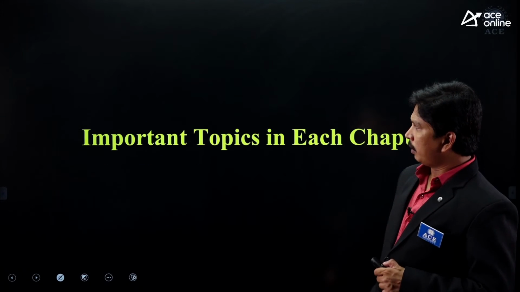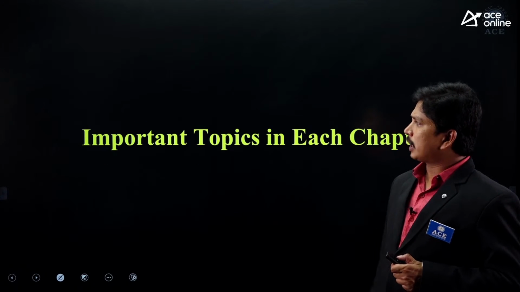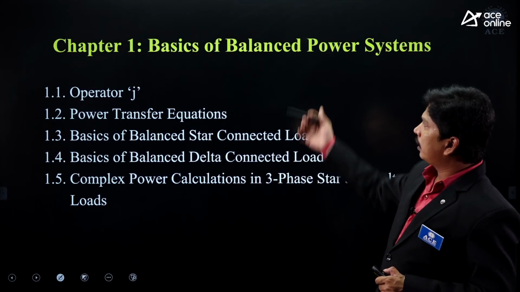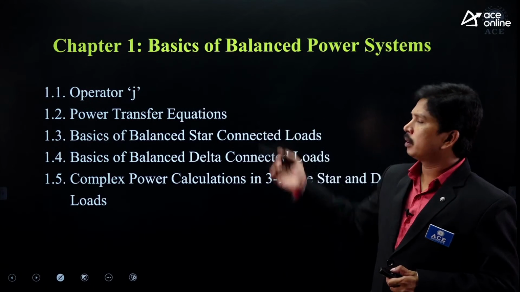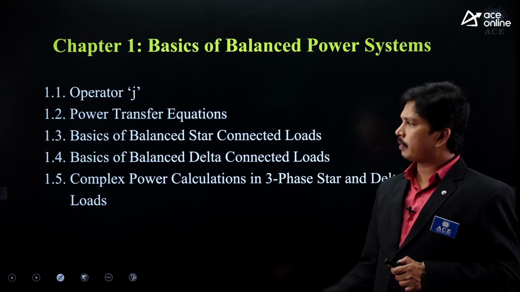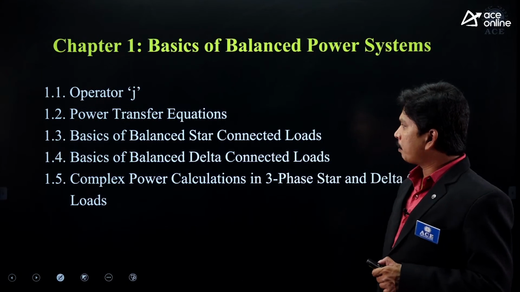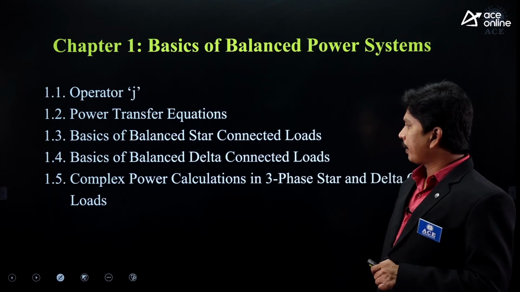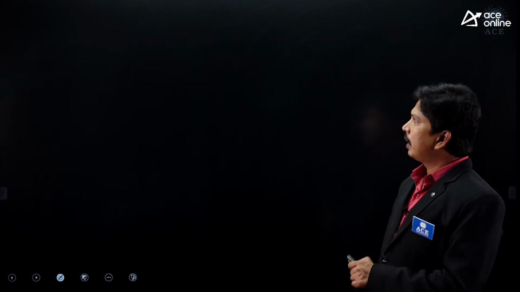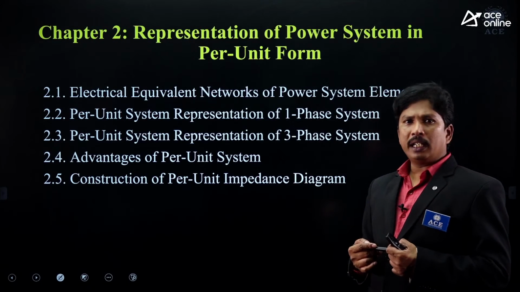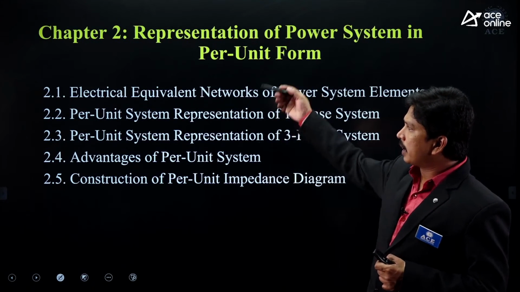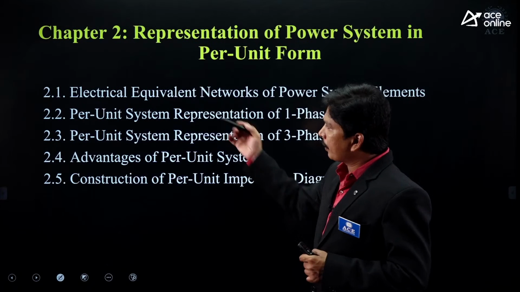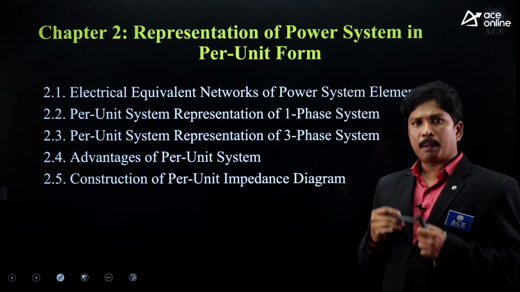Clear, students? Now, in the last class we saw the important topics of each and every chapter. These are the important topics of the basics of balanced power systems. We are studying operator j and power transfer equations, basics of balanced star connected and delta connected systems, and complex power calculations in terms of the three-phase system. And this is the per unit system representation. Electrical equivalent networks of the power system elements we are studying, and later on the per unit system representation.